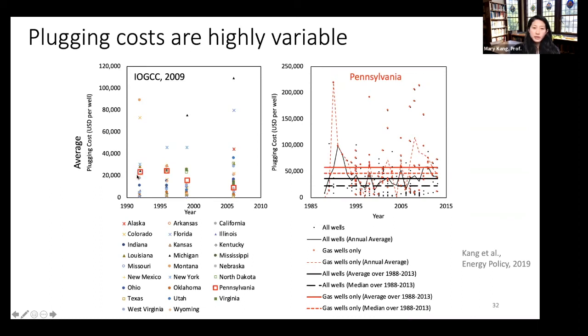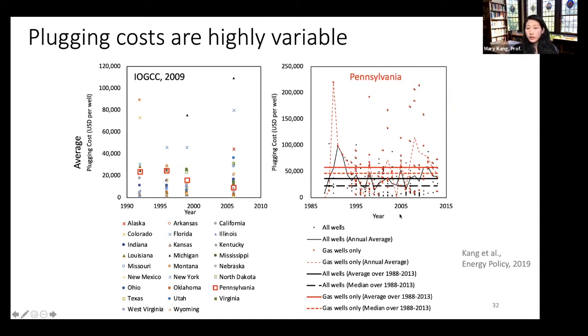So this red square represents the average plugging cost for Pennsylvania in 1992. And if you look at the data, this is not the exact same data set, but these are a set of wells that have been plugged by the state and how much it cost them. So now the scale is quite different. The average is around 20,000 or 30,000 for all wells. But some can be as high as over 200,000. And actually more recently, there are some that are up to $1 million.